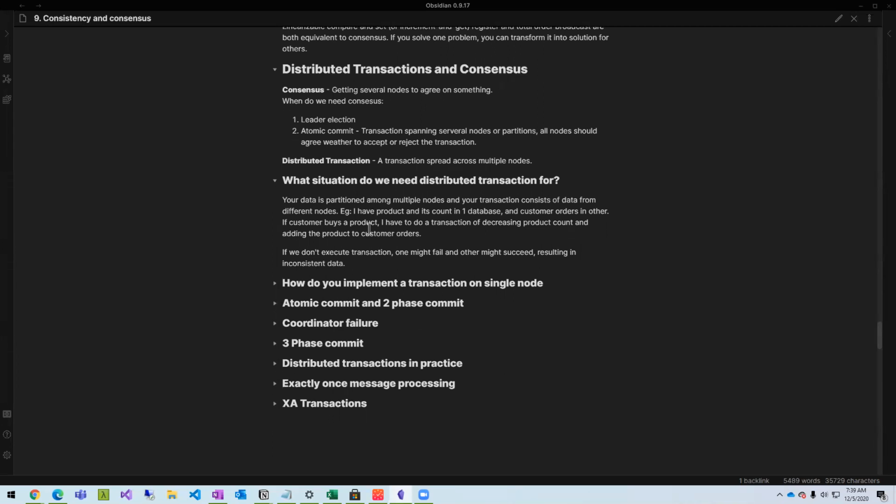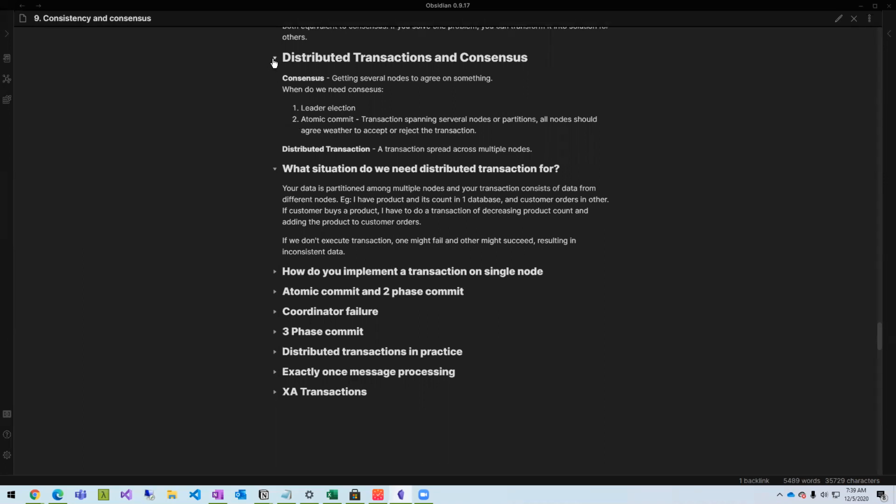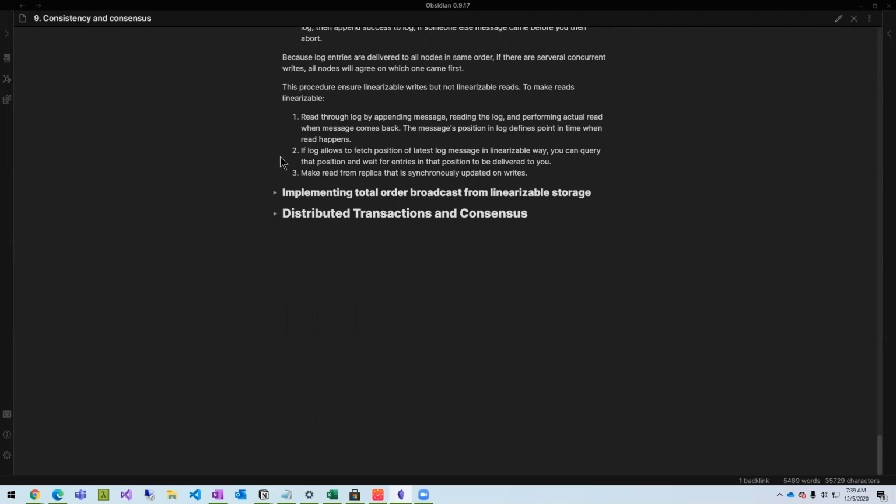So, before we see how we can implement a distributed transaction, I wanted to revise how we would implement a transaction on a single node. Does anyone have any ideas how a transaction is actually implemented on a single node? If we have to update two rows at the same time, how does a transaction happen in that case? Yeah, I think we have two options.